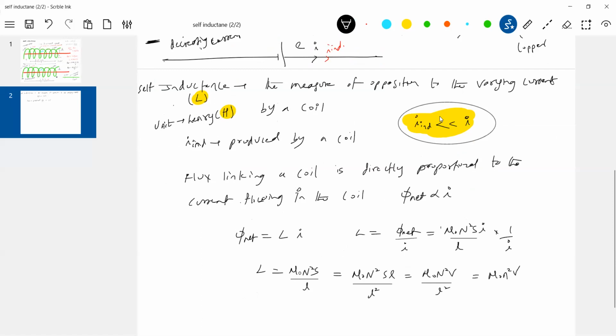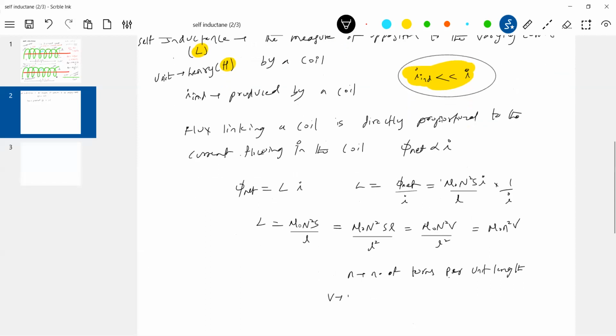So what is small n? Small n we should call it as number of turns per unit length. And what is V? V is called the volume of the solenoid.